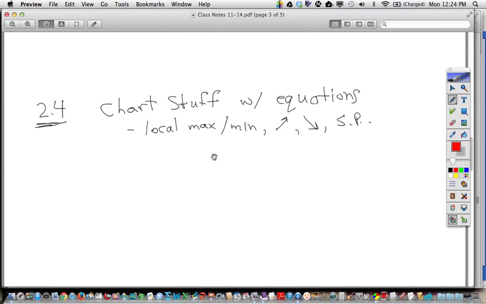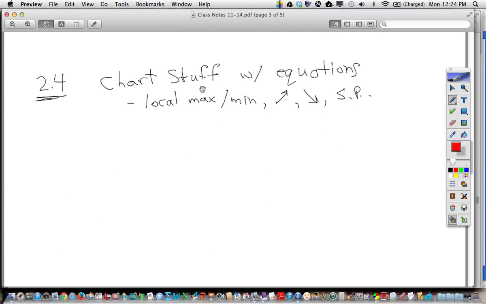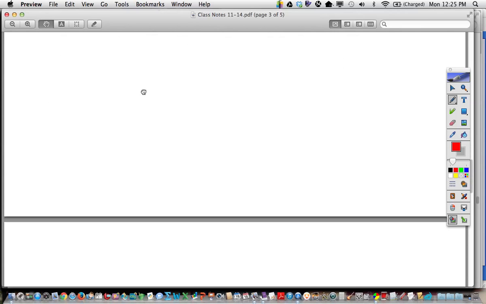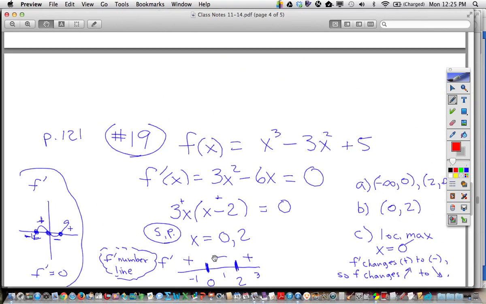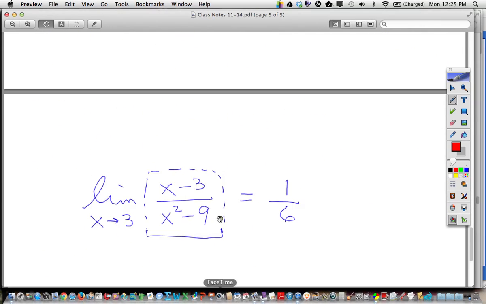Then we did chart stuff. Okay, we did chart stuff, local max min, increasing, decreasing, stationary points. That's where we did the use your derivative rules, set it equal to 0. 54 was really a chart problem today. 54, we'll go over that one. Okay, 52 a little bit was a chart problem as well. Okay, it was one of these kind of local max min, increasing, decreasing kind of things. Okay. And then there was number 19. That was when we worked out that chart problem, and I think that's about it.